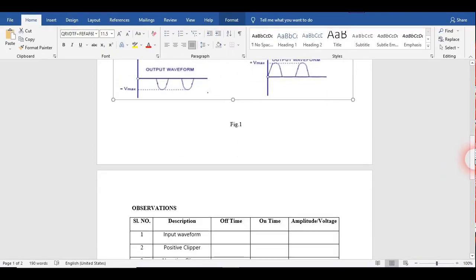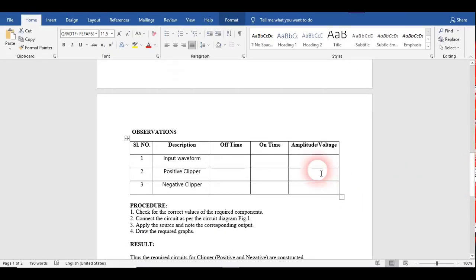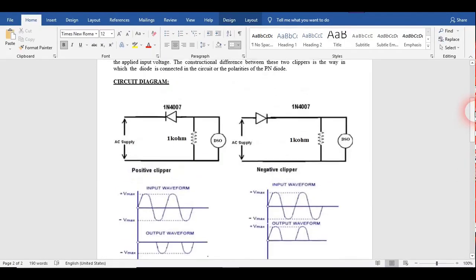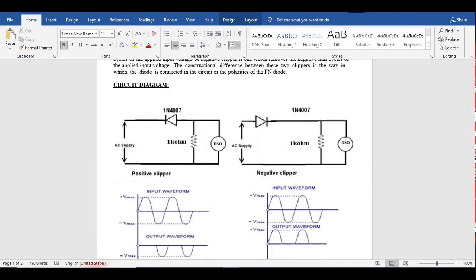Okay, we will match whether this thing is happening or not, and we will also find the amplitude of the signals. So these are the procedure and the results. Precaution you have to write on your own. So I am going to perform this experiment in Multisim.